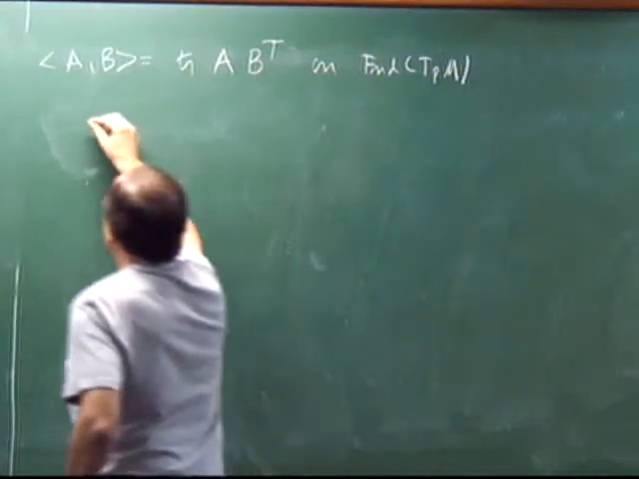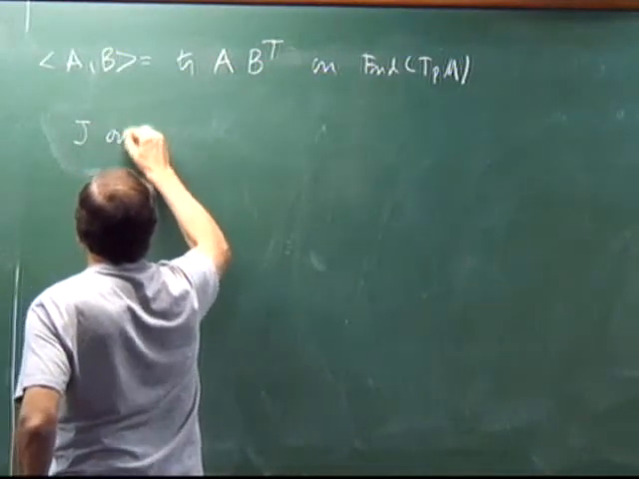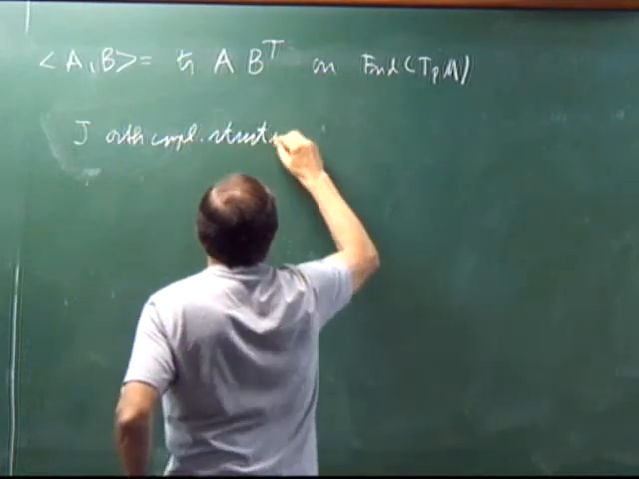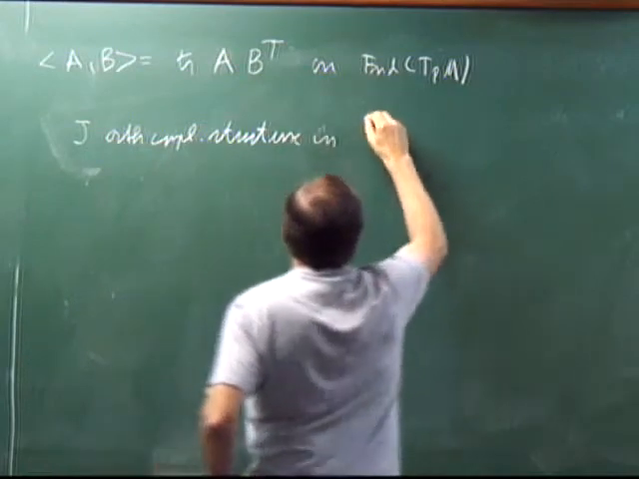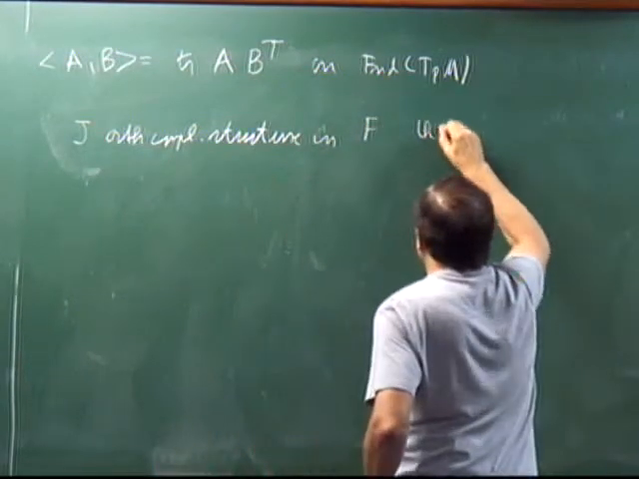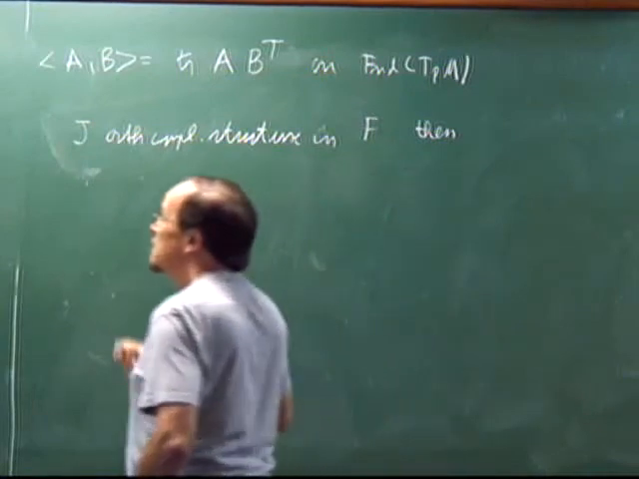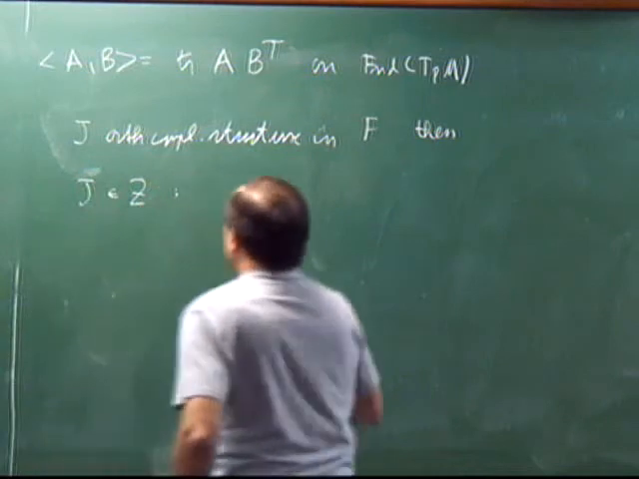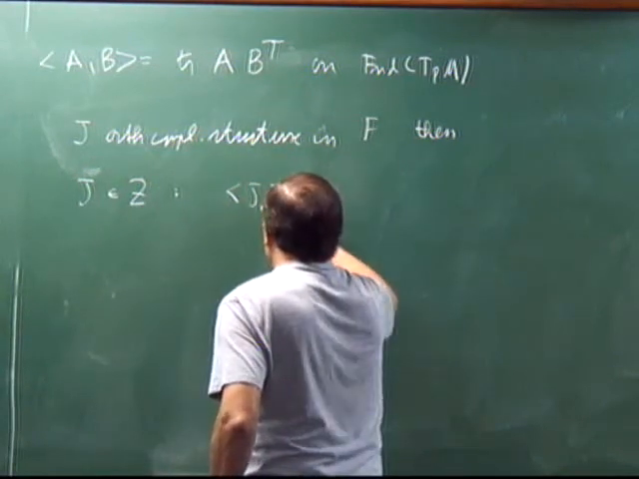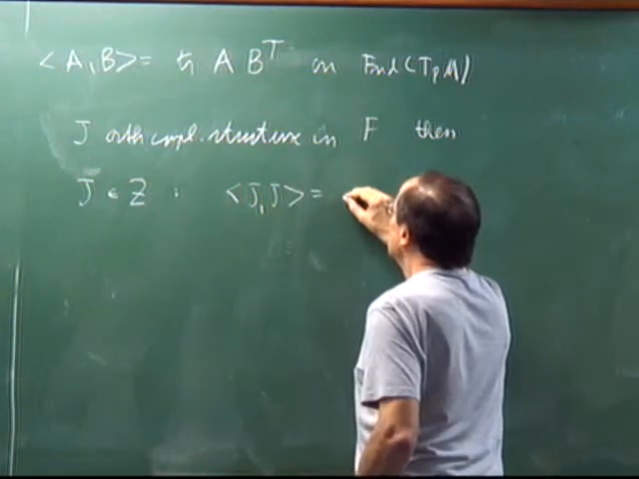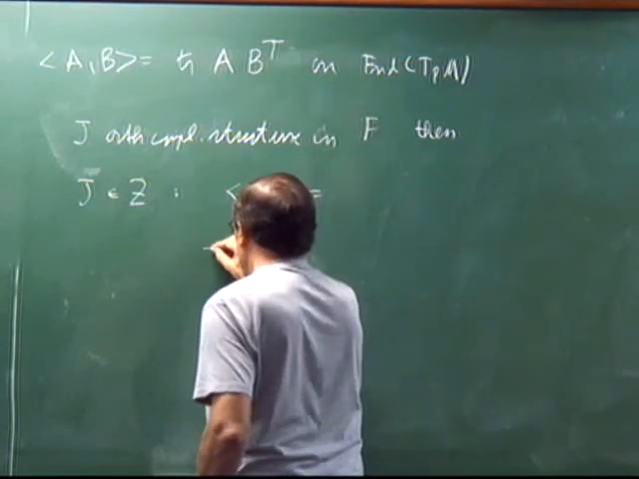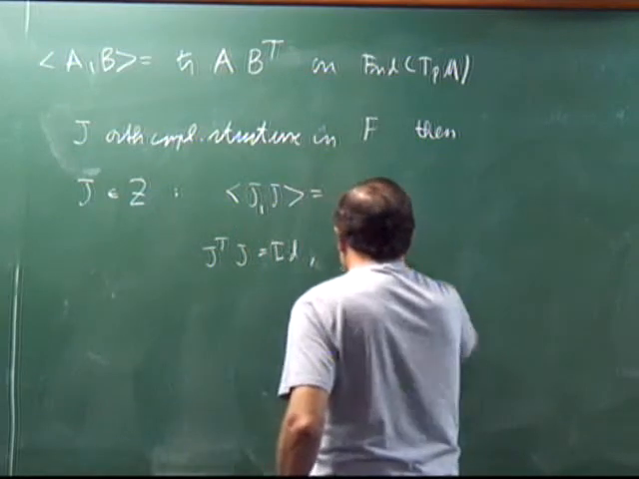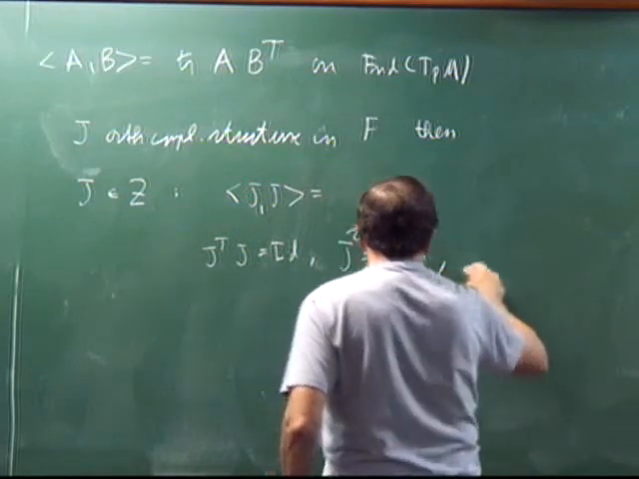Now notice that if J is my orthogonal complex structure in F, then I claim it lies in Z. So J is an element in Z. What's the inner product <J,J>? So what is J? J is orthogonal. It's a complex structure. And that also means it's skew-symmetric.